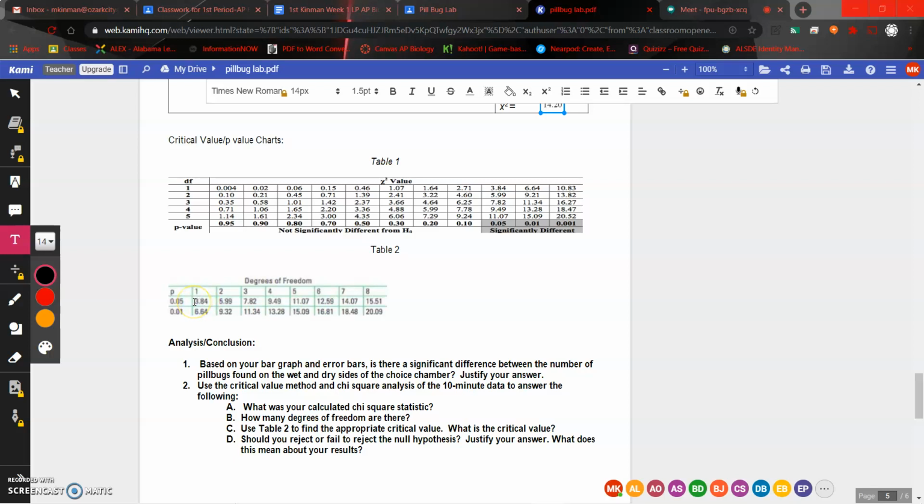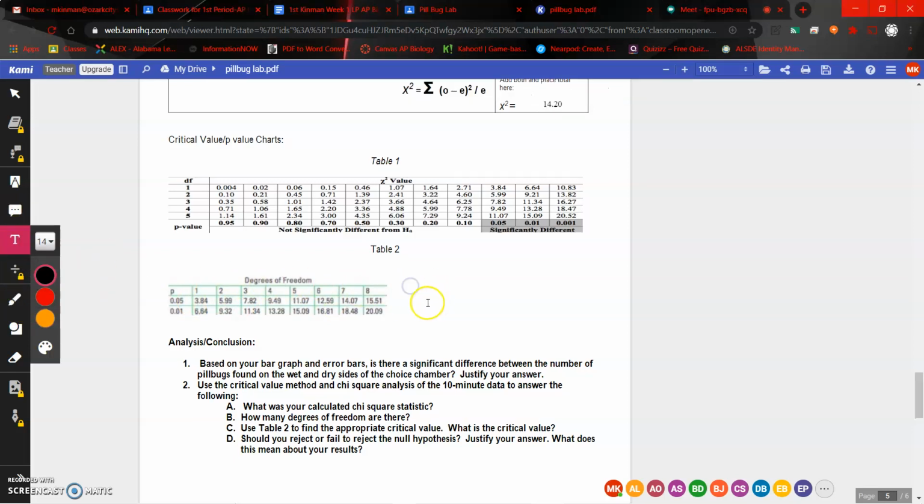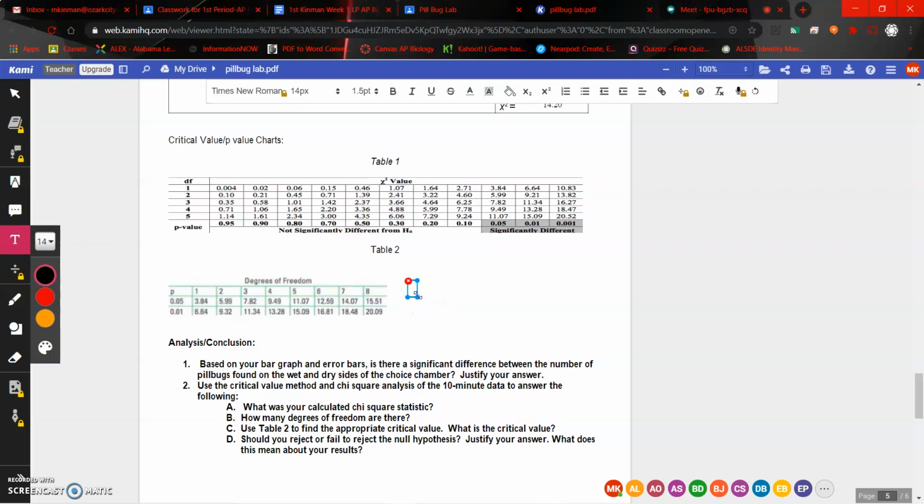It will be 3.84. So you have 3.84 will be your critical value. Now we're going to come down to our questions here, and it says use the critical value method in chi-square analysis of the 10-minute data to answer the following.